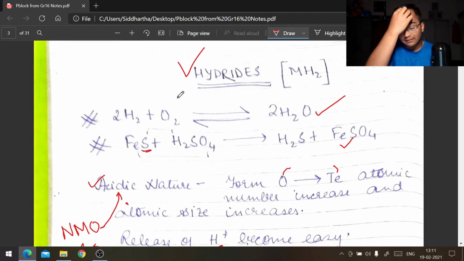Now we come to our chemical reaction portion, which is the reactivity towards hydrides.